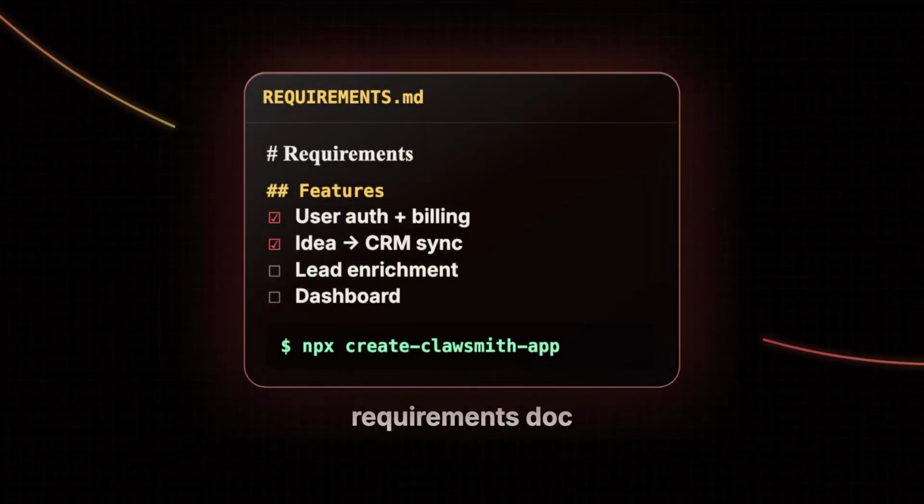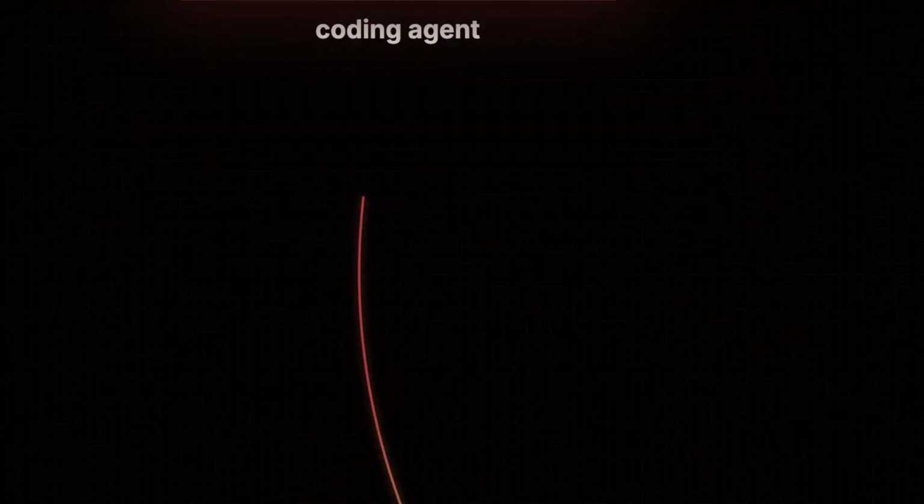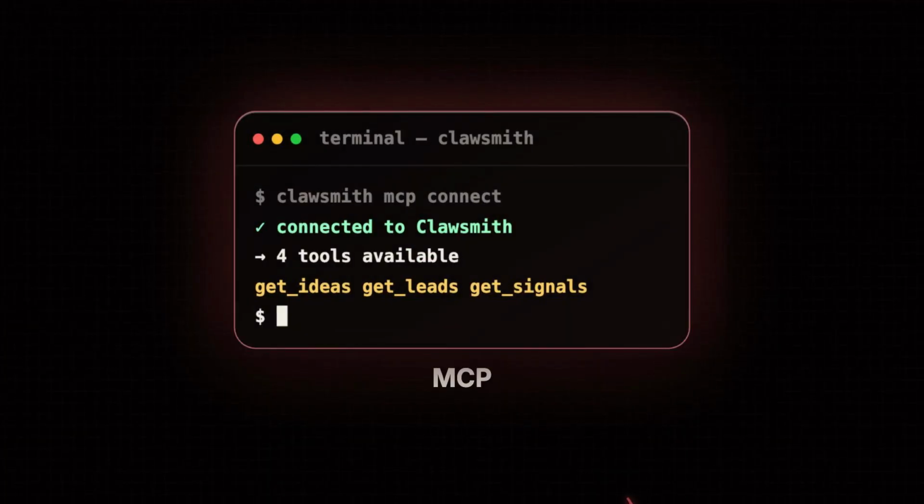It's a closed loop. Clawsmith turns those ideas into a full requirements doc and connects to your coding agent through MCP so it can plan and build. So let me show you how it actually works.